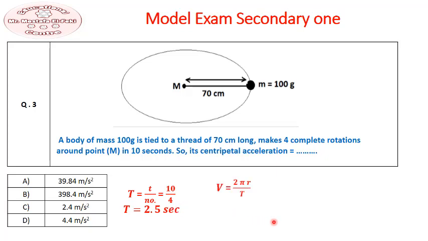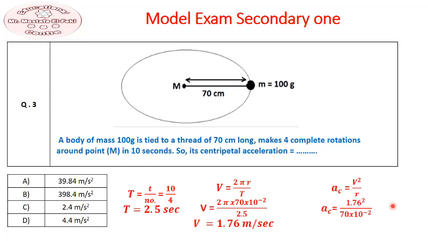Then the velocity equals 2 pi r divided by periodic time, equals 2 pi times 70 centimeter times 10 power negative 2 to convert it from centimeter to meter, divided by periodic time 2.5. The velocity is 1.76. Then the centripetal acceleration equals v square over r, equals the velocity square divided by the radius times 10 power negative 2. Then the acceleration is 4.4 meter per second square.